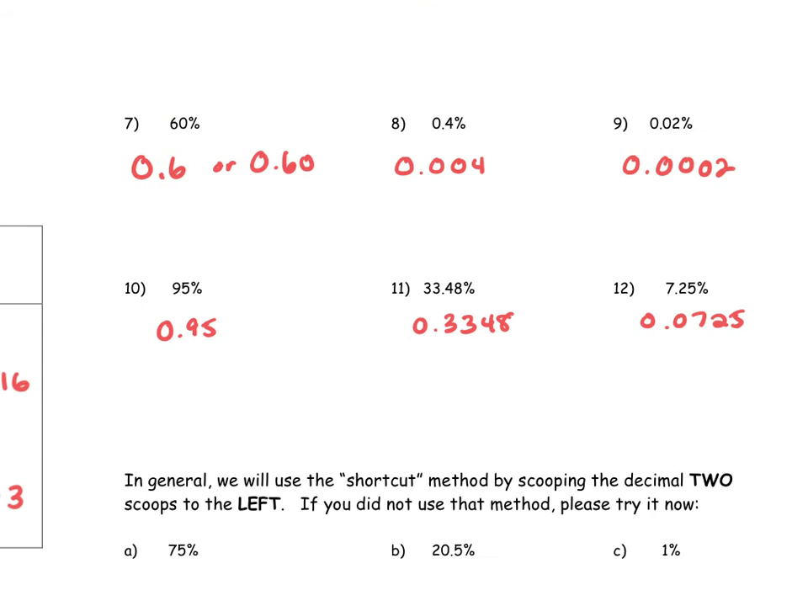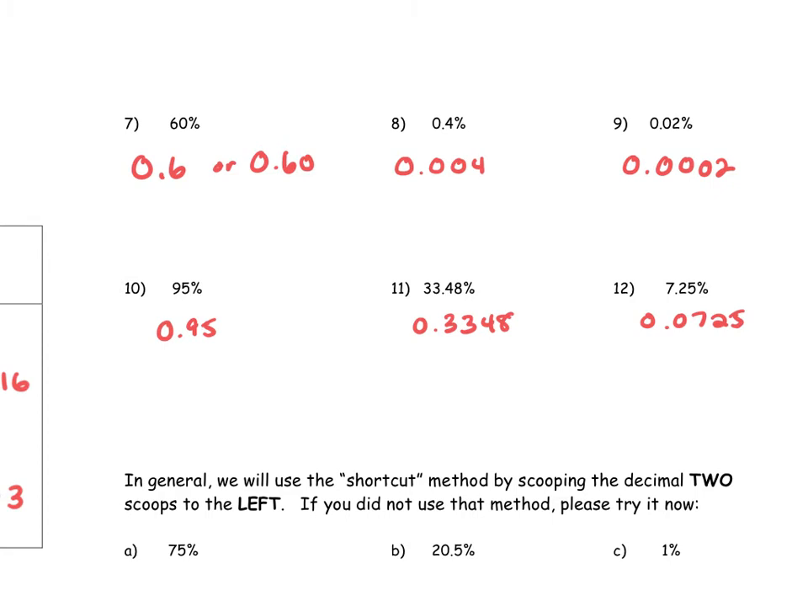All right, let's go through 7 through 12. 7, when we scoop the decimal, the hidden decimal, back twice, it ends up here. So we really, again, don't have to show that 0, but we could. 0 and 6/10 is the same thing as 0 and 60/100. They mean the same thing in math, but we don't necessarily need the 0 at the end.